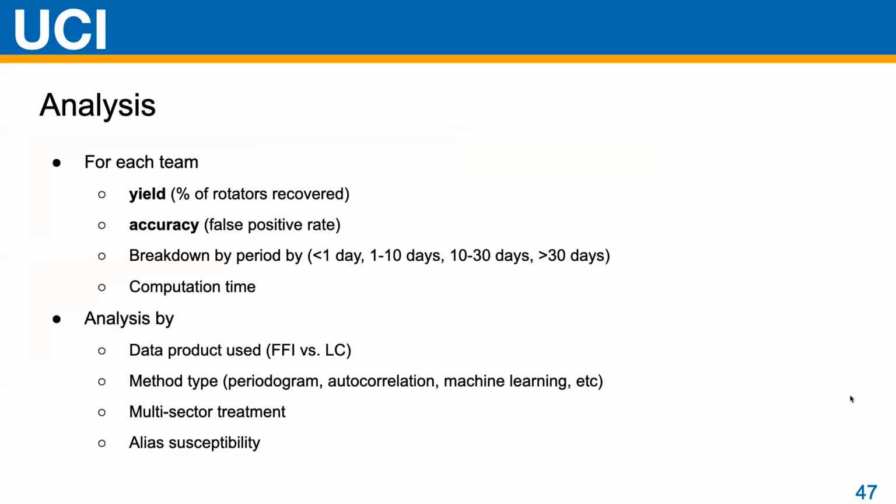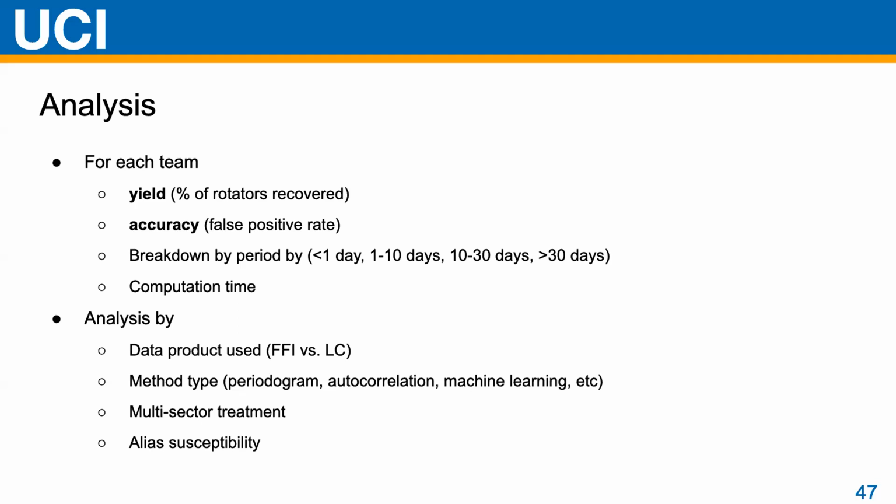For the analysis, we're interested in several things. First, for each team, we want to look at what their yield was. How many of the injected rotation periods did they manage to extract out correctly? What their accuracy is, what their ratio of false positives to true positives was. And then we also want to look at this in context of how long the rotation period is. Extracting fast rotators and slow rotators from TESS is a very different problem, and we want to see which methods succeed in different parts of parameter space.